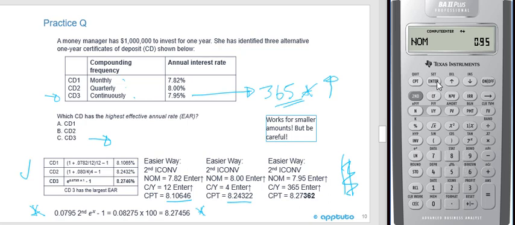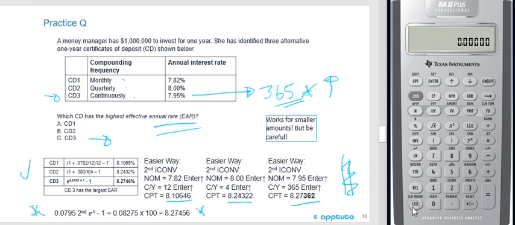7.95. I'm going to hit enter. Sorry, my keystrokes there. 7.95, enter, and I'm going to arrow up, and that's continuously. As I said, as a proxy, I'm just going to use 365, hit enter, arrow up, and I'm going to hit compute, 8.27362. Aha, CD3 on daily is giving me the highest rate. So I know continuously is going to be a little bit higher, so it has to be CD3.